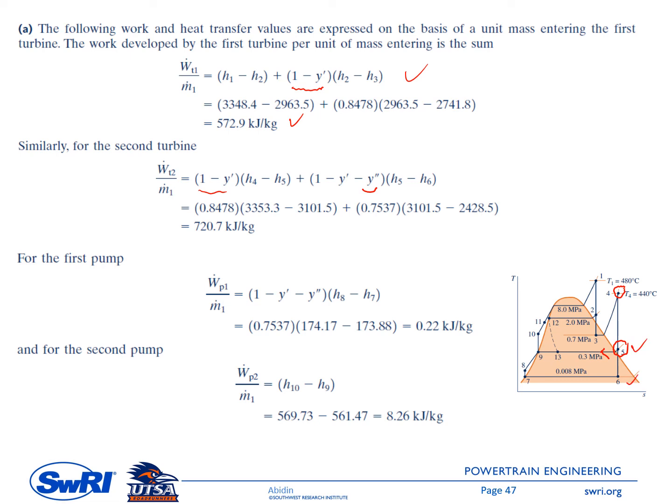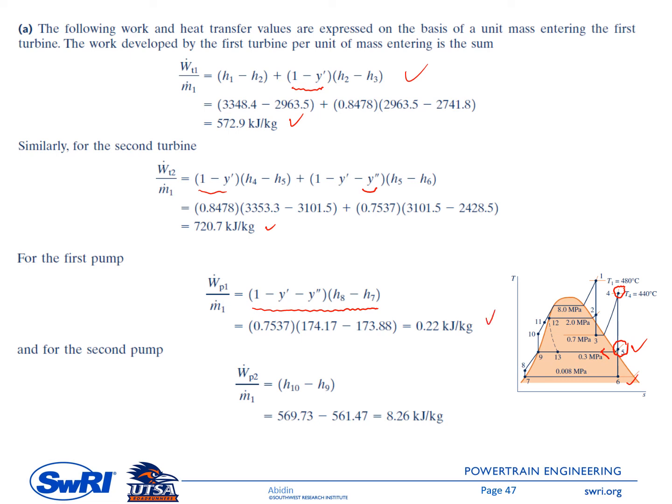So here. Okay, so we have all the numbers, and then you plug in, you will get the power generated by the second stage turbine. So we have the turbine powers. Now we are going to the power required by the pump. So we have two pumps. For the first pump, here we use this formula. So it is m.1 times (1 minus y prime minus y double prime) times (h8 minus h7). So we have 0.22 kilojoule per kilogram.